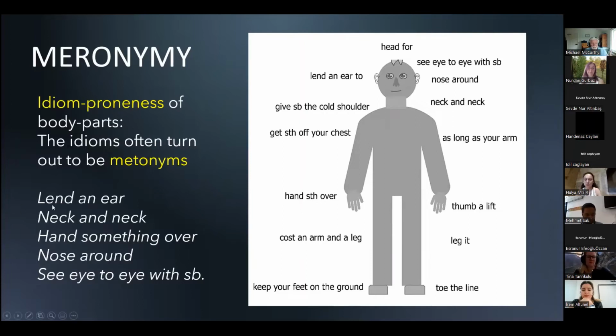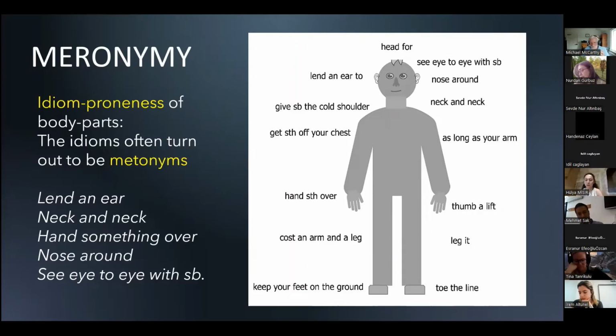But we tend to like to use them as metonyms rather than simply as metaphors. We talk about the human body being idiom prone. That is, that all the parts of the human body, because that's something all humans share, tend to create idioms. You know, they are something which easily translates into idiomatic language.